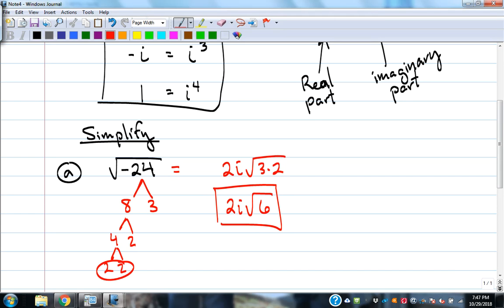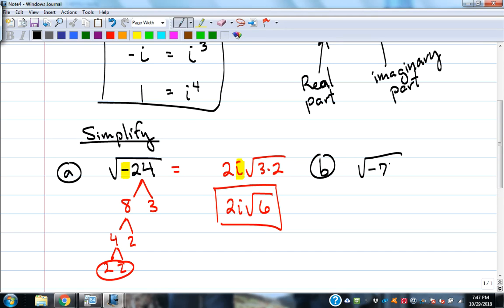That I is because of that negative. That's the only reason that I exists there. Because it was a negative underneath the square root. Negative on the outside of the square root doesn't do anything. Negative on the inside puts that I out there.